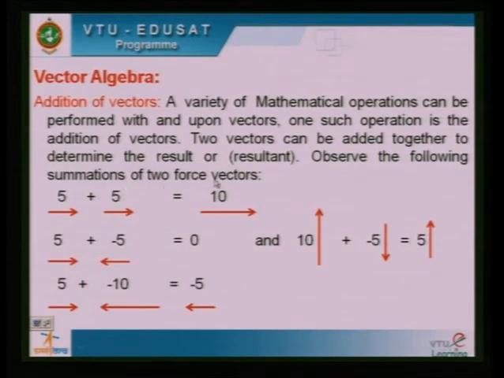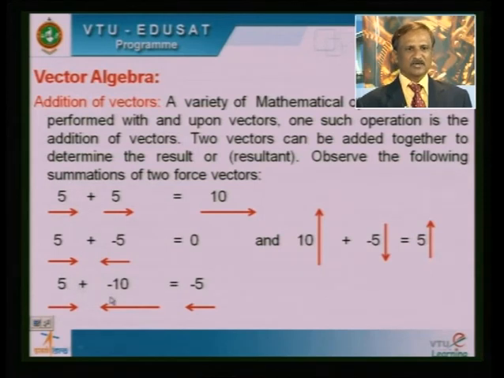Observe the following summations of two force vectors. They have given 5 plus 5. Here 5 represents the force of this vector, and again 5 represents the force of this vector. How will we add 5 plus 5? In a similar way, you can add to get 10. 10 is the force represented by this vector. Or 5 plus minus 5: if we add it in algebra, I hope you will get 0. Sometimes it may be like this: 5 plus minus 10. I hope you will get minus 5. Or 10 plus minus 5 is equal to 5. It is as good as the addition of two numbers in algebra.